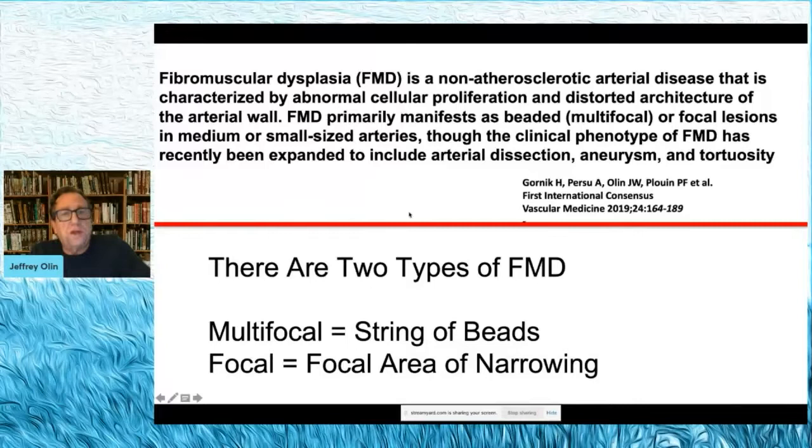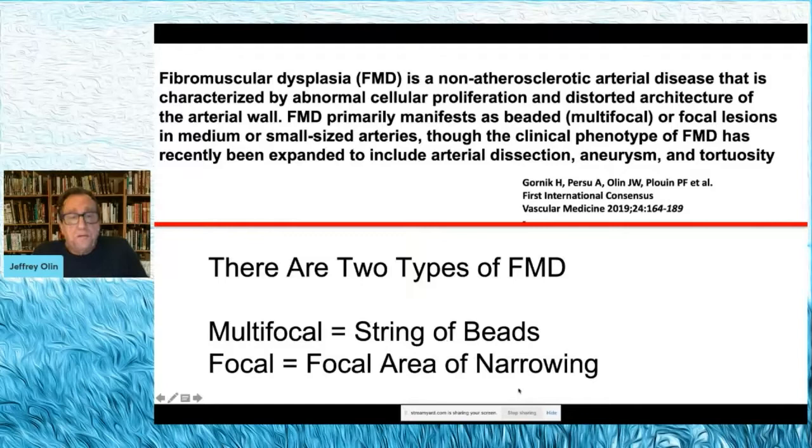To define it for you, it's a non-atherosclerotic, meaning it's not your typical hardening of the arteries, disease characterized by abnormal proliferation of cells inside the artery that distort the architecture of the artery. It primarily manifests in one of two ways, as multifocal or focal lesions in medium and small sized arteries. There are two types of FMD, multifocal, string of beads, and focal areas of narrowing.